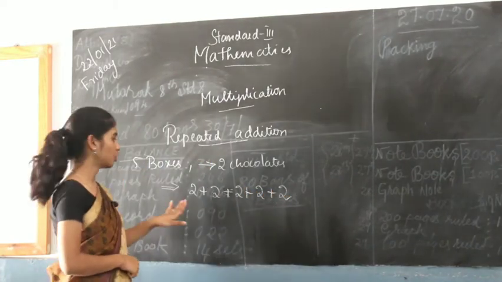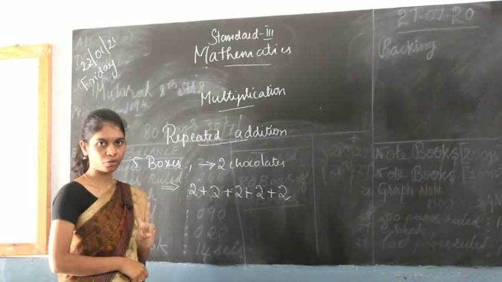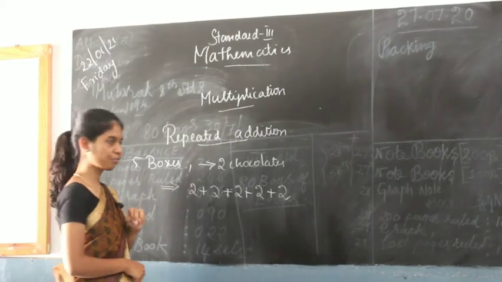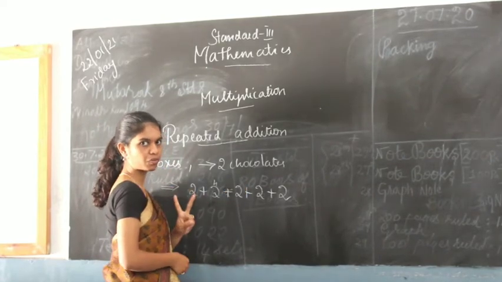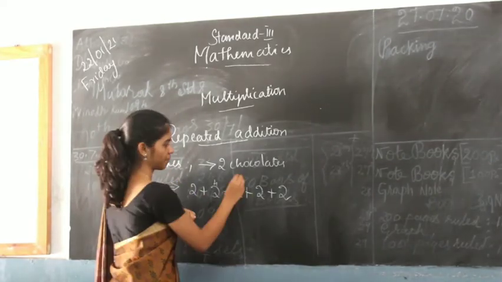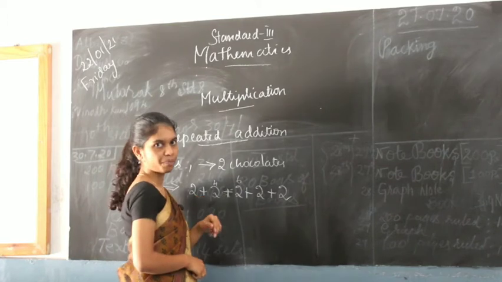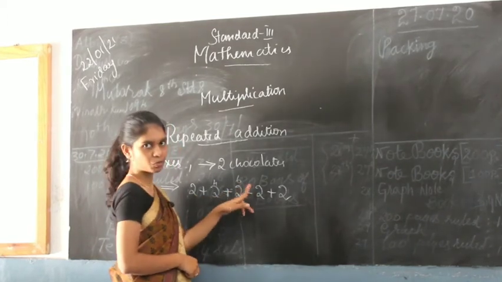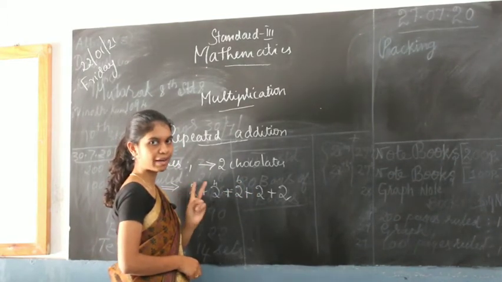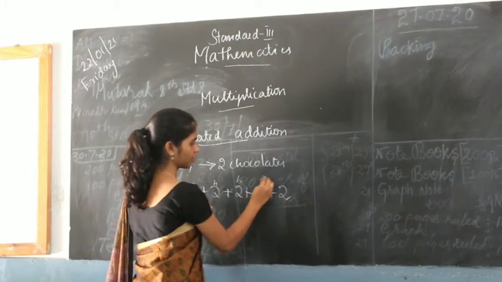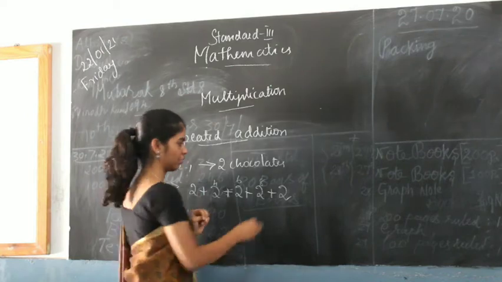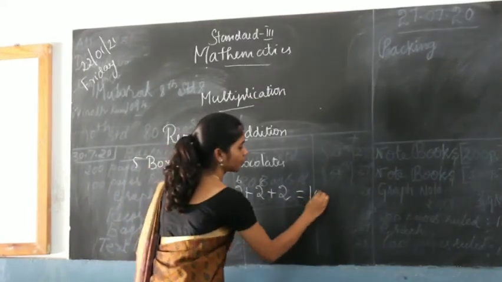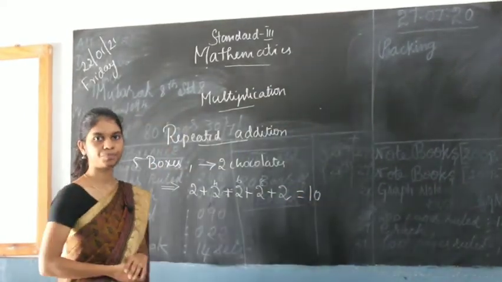2 plus 2: 2 in your mind, 2 on your fingers, 2 after, 3, 4. Then 4 plus 2: 4 in your mind, 2 on your fingers, 4 after, 5 and 6. Then 6 plus 2: 6 in your mind, 2 on your fingers, 7 and 8. Then 8 in your mind, 2 on your fingers, 9 and 10. So the result is 10.